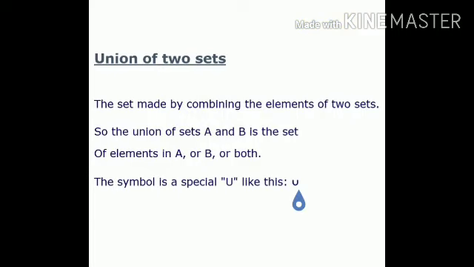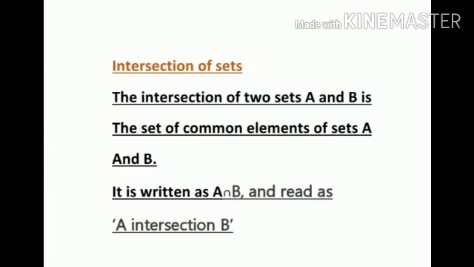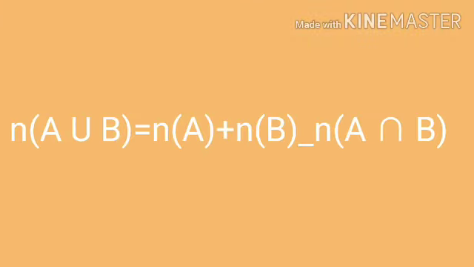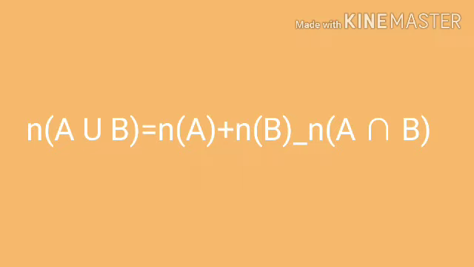Union of two sets means combining the elements of two sets. The symbol of union is denoted by U. Intersection of sets means common elements of two sets. Now children, let us recall the formula. n(A union B) equals n(A) plus n(B) minus n(A intersection B).